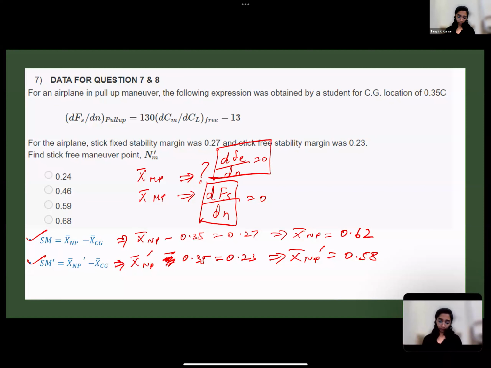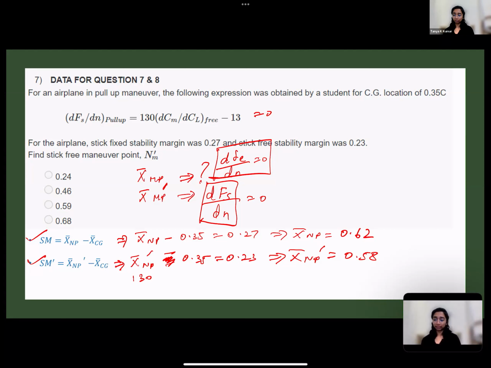Okay, let's go ahead and do this. Set dFs by dn equal to 0. So you have 130 times dCm upon dCL. Okay, my bad, this should have been prime. Yes, I made a mistake there. The first is fixed, the next is stick free. So let's do this question, the stick free maneuver point. Set this to 0. We have 130 into dCm upon dCL free.